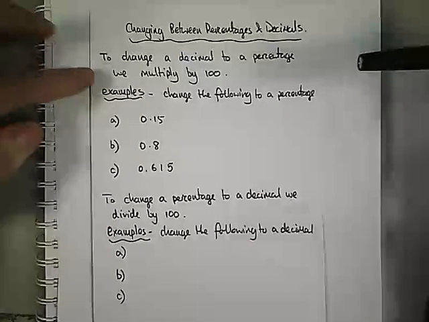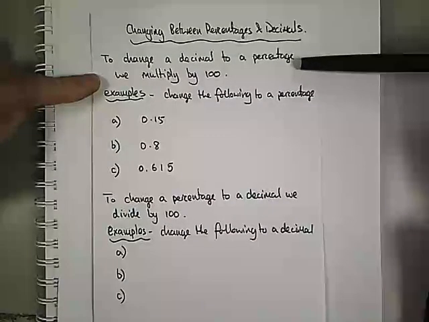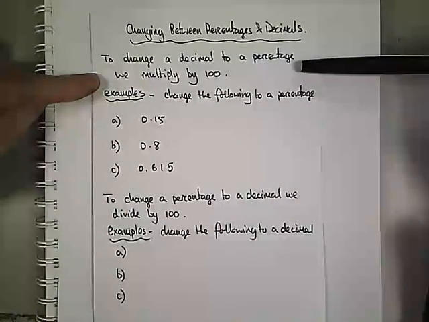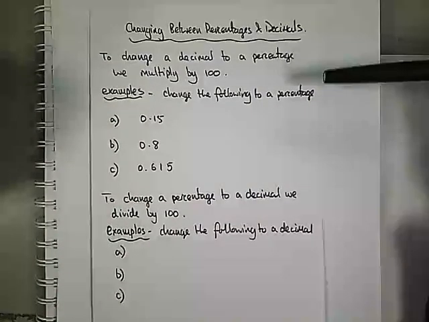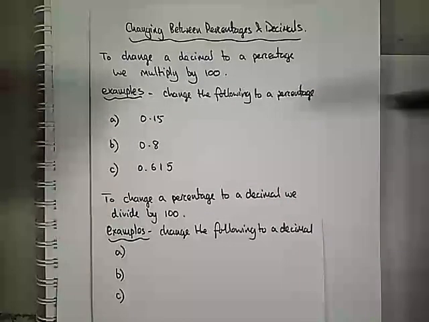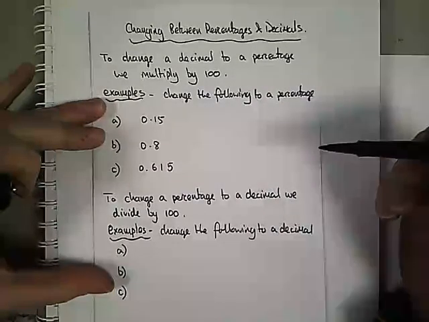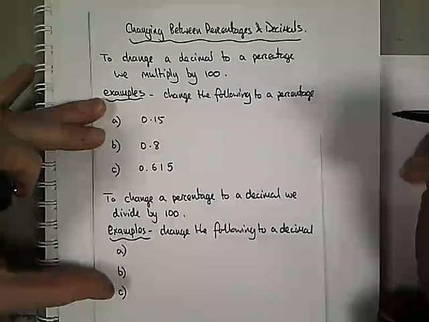So the thing you need to remember is to change a decimal to a percentage, we need to multiply by 100. It's that simple. So, looking at the examples, we've got change the following to a percentage. So, what we need to do to 0.15 is multiply it by 100.